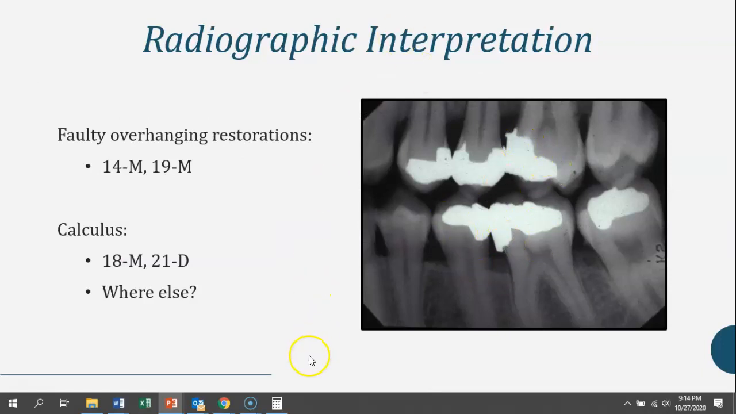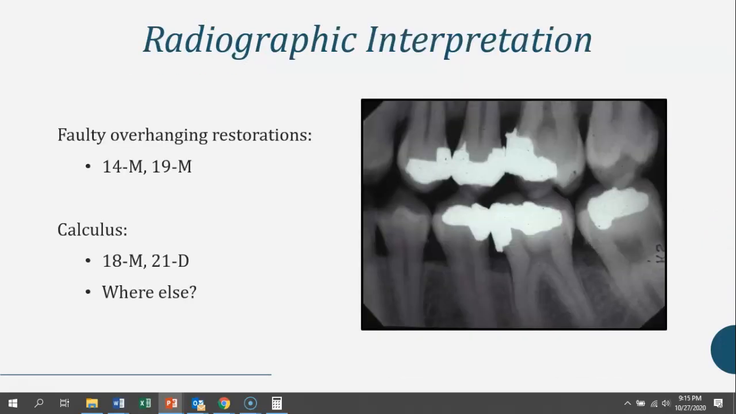Okay, so now we're looking at these restorations here. A restoration should have a nice smooth margin that comes down like this. But here we have these big old overhangs, and that is just going to collect everything under the sun, food and plaque and calculus. It's going to cause a horrible environment, very hard to clean, very hard to keep healthy. Recurrent decay is another problem because of the harboring bacteria. So that is no good.